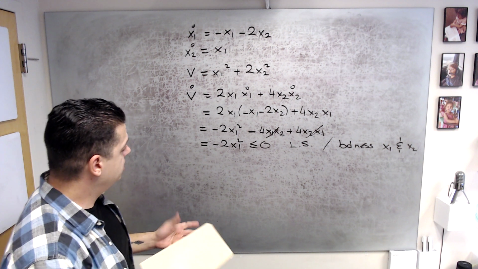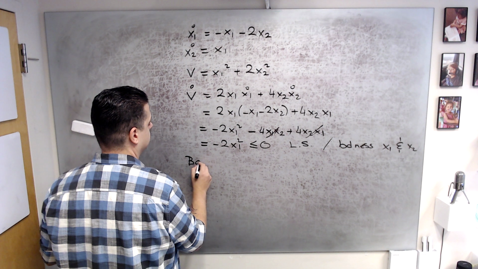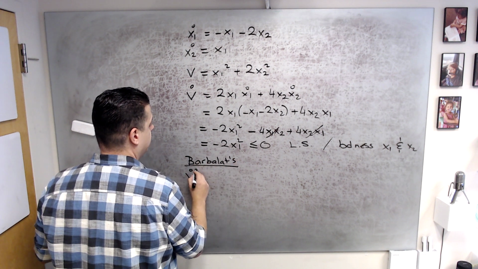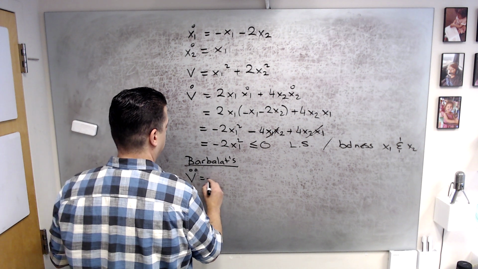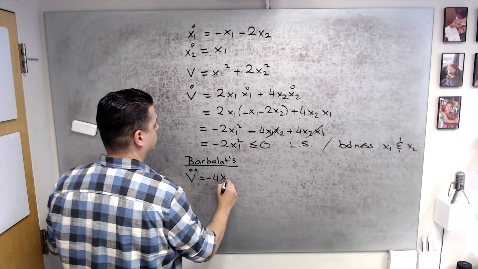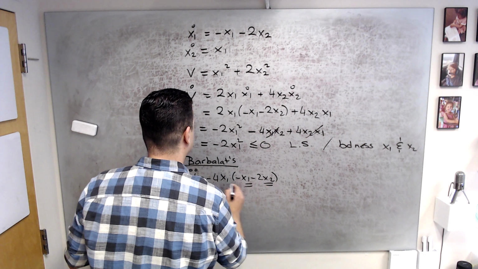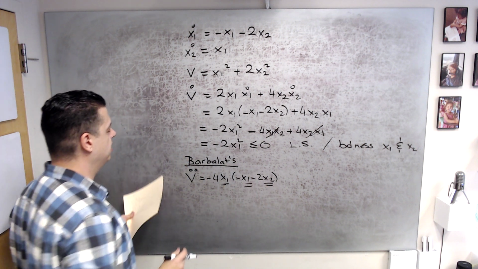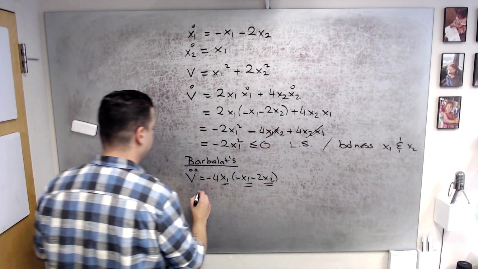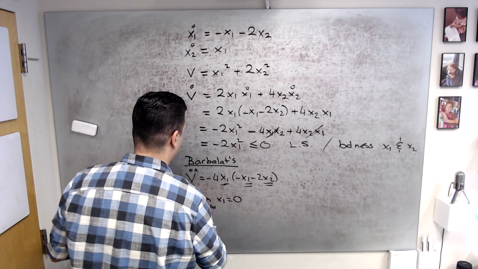All right, let's see if we can do more than that. Let's look at Barbalat's lemma. V double dot is nothing but minus 4x1 times minus x1 minus x2. All signals here are bounded. Then v double dot is bounded. So in addition to the boundedness of x1 and x2, Barbalat's lemma tells you that as t goes to infinity, x1 is 0.